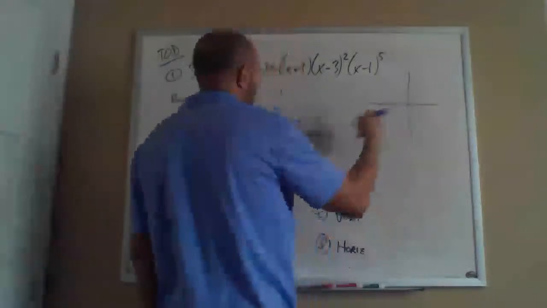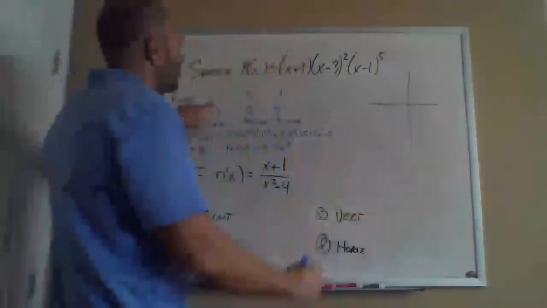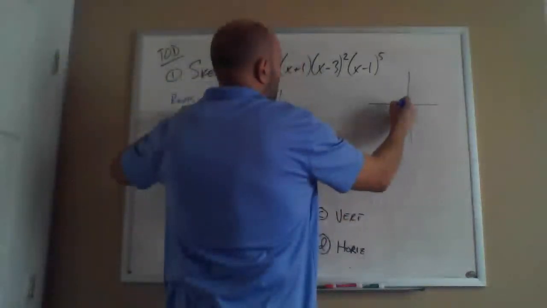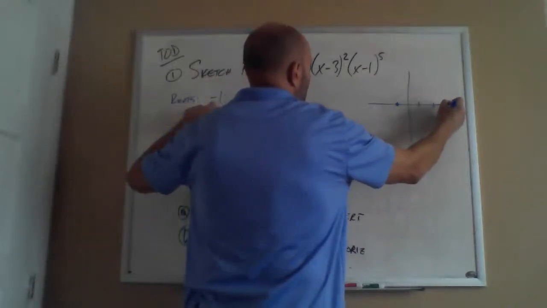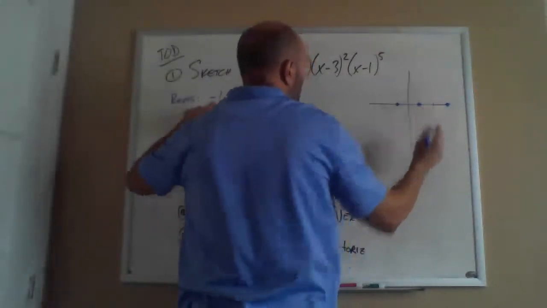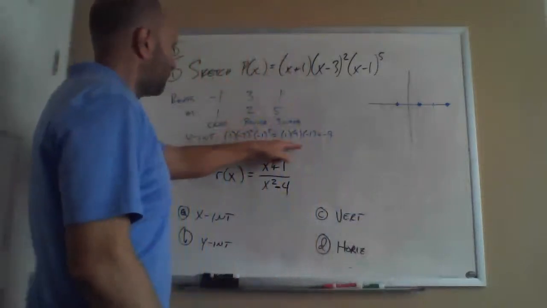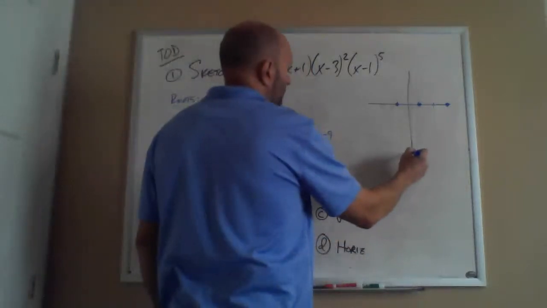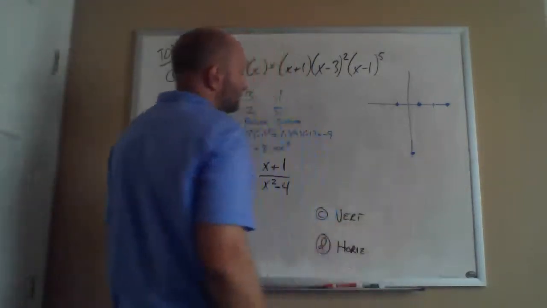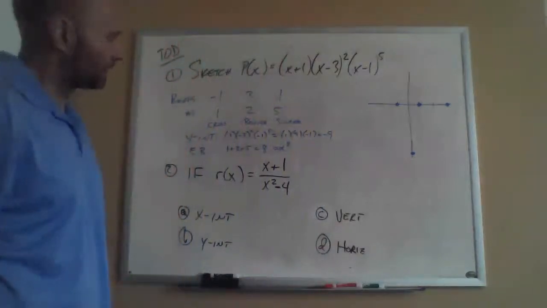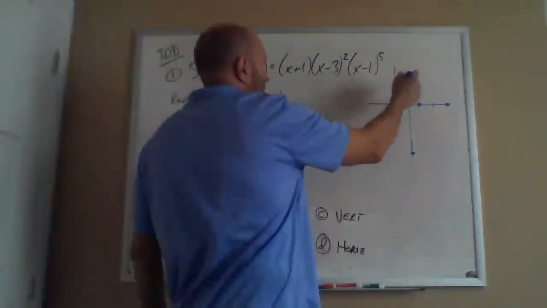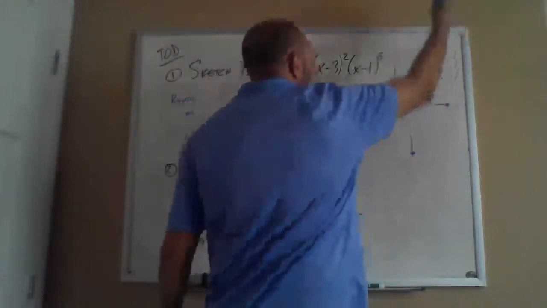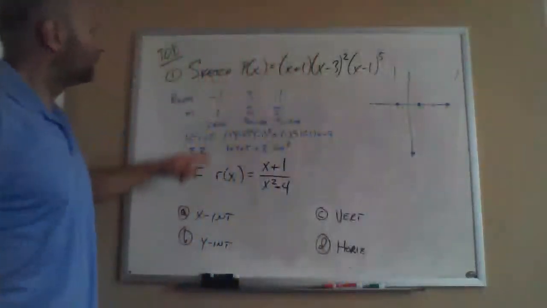So if I draw this, my different roots are at -1, +3, and +1. My y-intercept is way down here at -9. And again, because it's like x to the 8th, it's starting up here, has to end in the upper right.